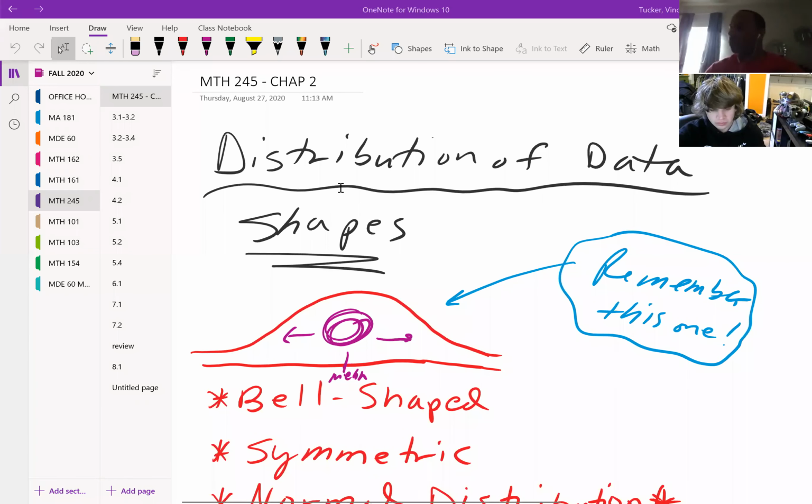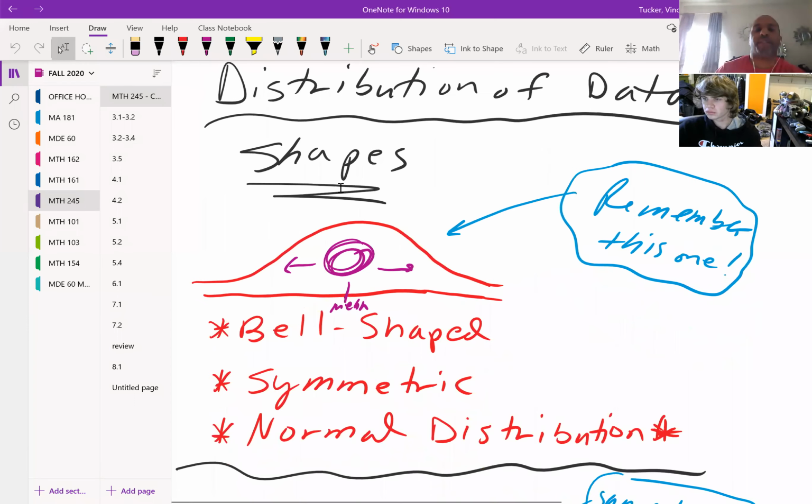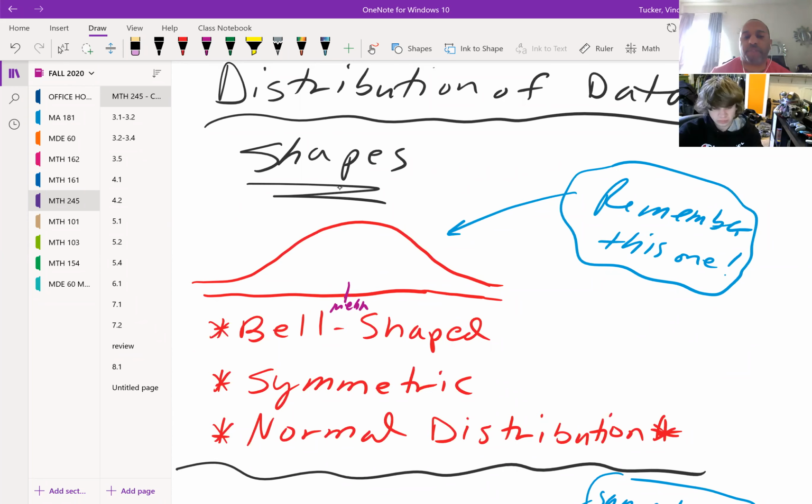All right, so looking at a few things out of chapter two. First thing is the distribution of data and their shapes. So the first one is our bell-shaped curve. It is symmetric about the mean. The mean would be in the middle, and everything to the right of the mean will reflect in the same fashion as everything that's to the left of the mean.